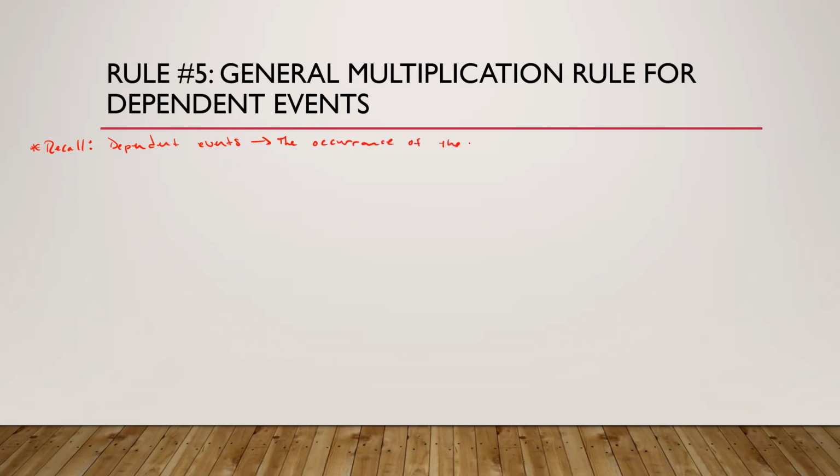So basically what's going on here is whatever happens first is going to change the probability of what happens second. Our formula for the general multiplication rule for dependent events is going to be slightly different than the general multiplication rule that we saw before. And it goes like this.